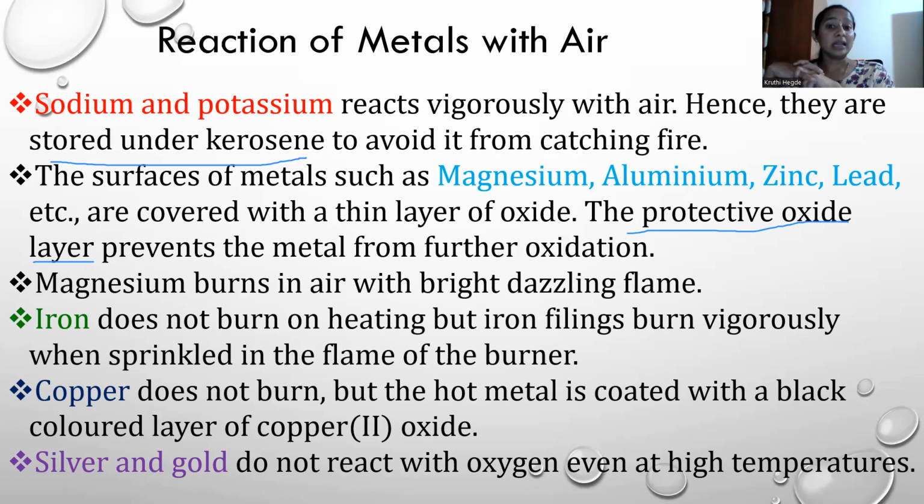Whereas iron filings will burn vigorously, only filings, not the iron rod or iron nail. Copper gets coated with black colour copper oxide, whereas gold and silver do not react with air at any high temperature. So based on this understanding, we can conclude that some metals are more reactive, whereas a few metals are less reactive.